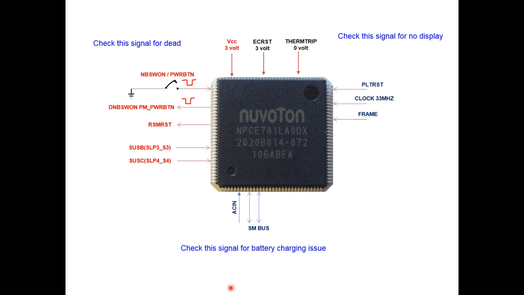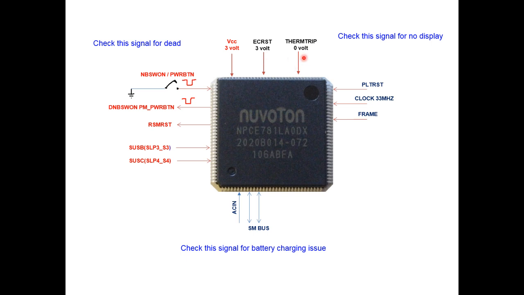Now I'll tell you which are the important pins to turn on the power if you have a laptop which is dead. So which pins do you have to check? First of all, you have to check power on the SIO, that is the VCC pin. You have to check on the diagram which is your VCC pin, and check the VCC voltage over there, that is 3 volts, that is number 1. Then number 2, SIO needs a reset signal, that is the EC reset. You have to check 3 volts here.